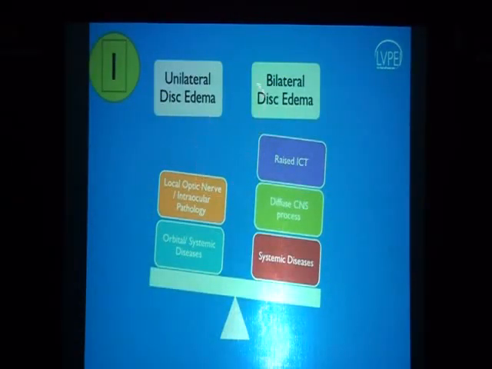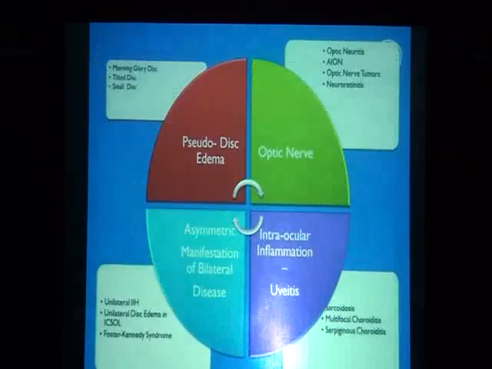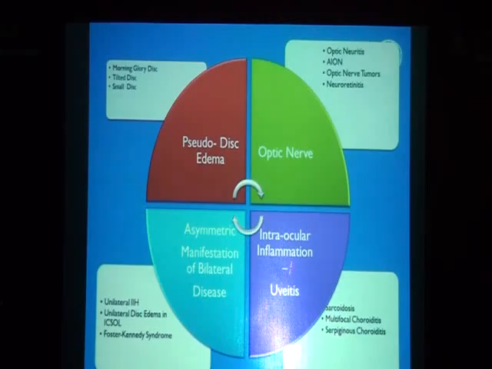On the contrary, when we see a patient with unilateral disc edema, raised ICP, diffuse venous processes and systemic diseases are less likely. We are more likely to have an etiology which could be a local optic nerve or intraocular pathology, or it could be orbital, or rarely a systemic disease manifesting unilaterally. We can subclassify these into four major categories. One is optic nerve diseases or optic neuropathies. Then intraocular inflammation, which may lead to unilateral disc edema. Sometimes it can be pseudodisc edema, which has been very well covered by Dr. Mukhi. And there can be asymmetric manifestation of a bilateral disease in some cases.